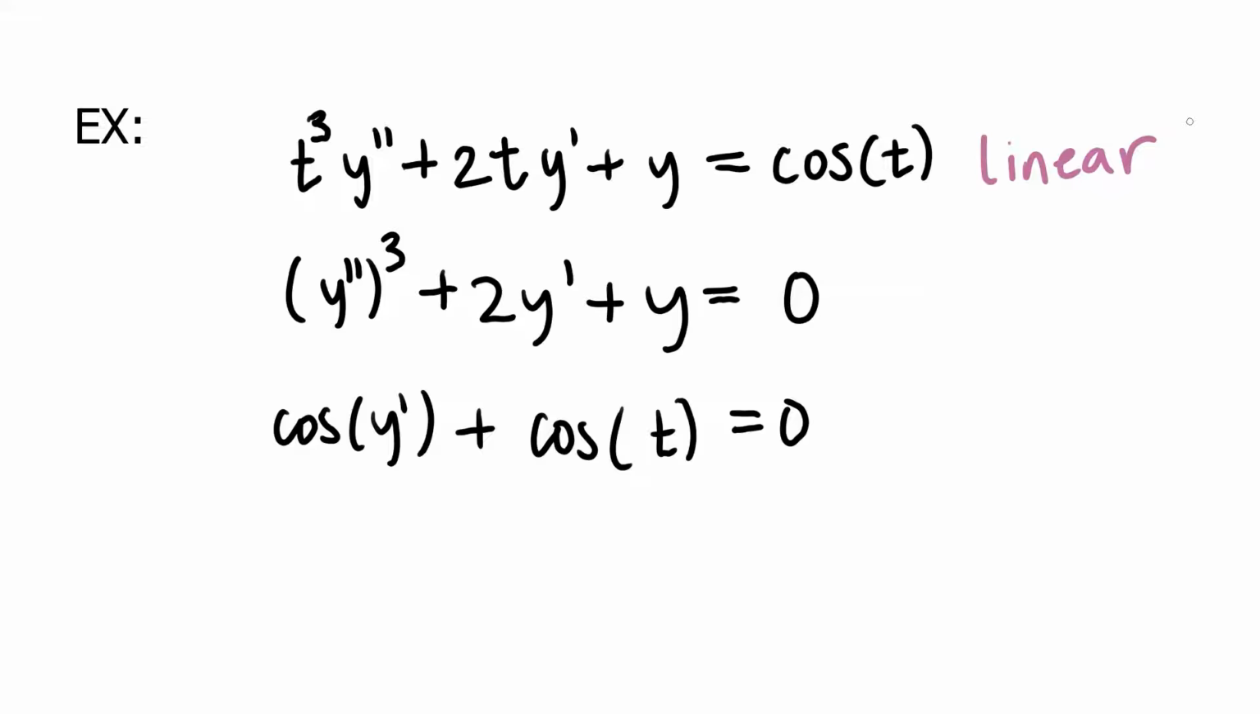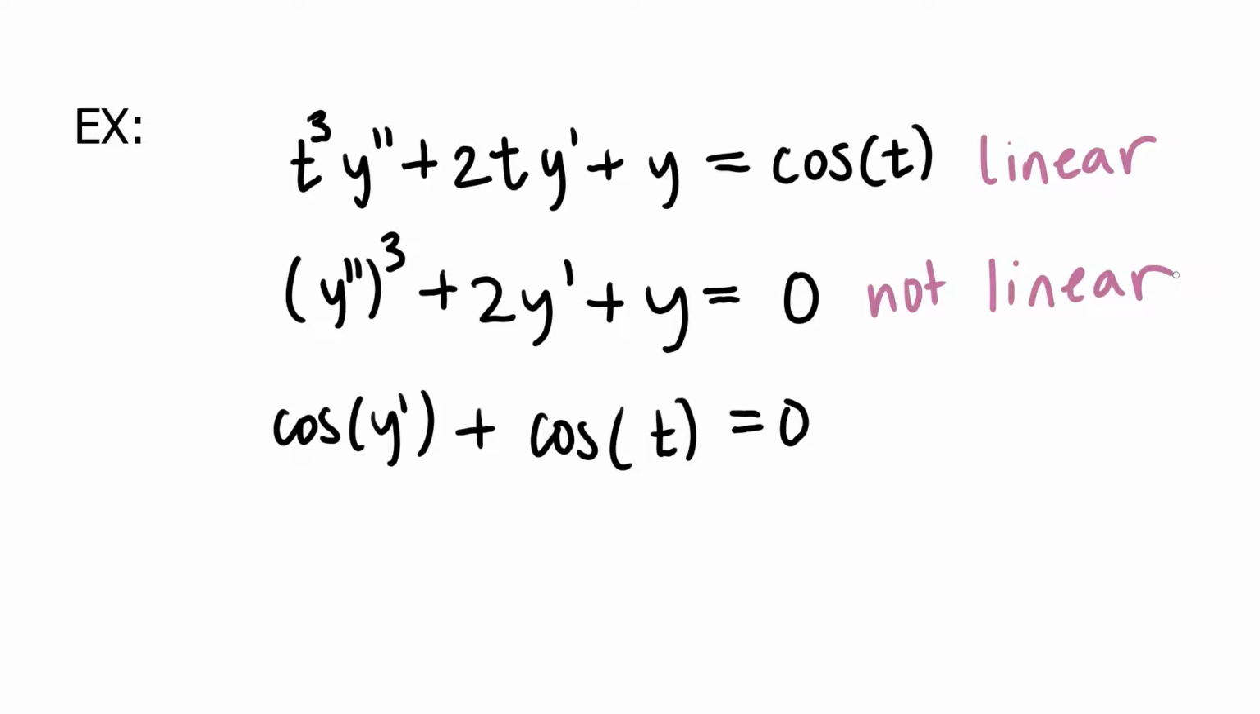Now for the next one, we have (y'')^3 + 2y' + y = 0. Now we can see that none of these terms are multiplied by a function of t. It's just all y and the derivatives of y, but there's no function of t multiplied by the terms, which is something we need in each term. So this can't be linear, so not linear.